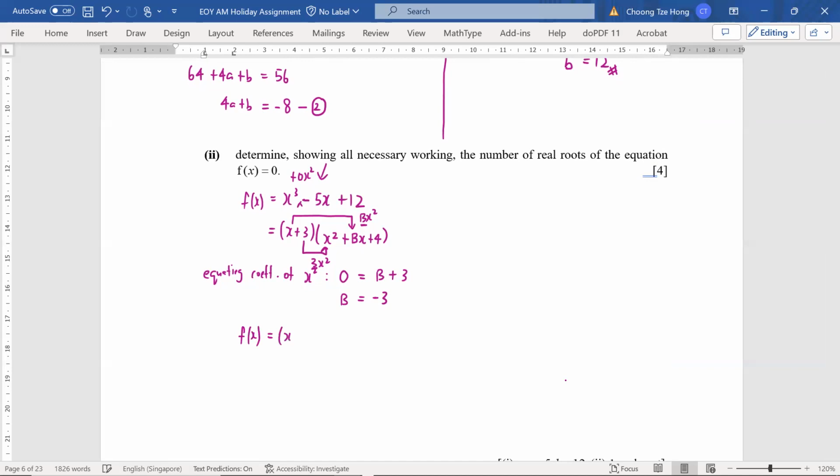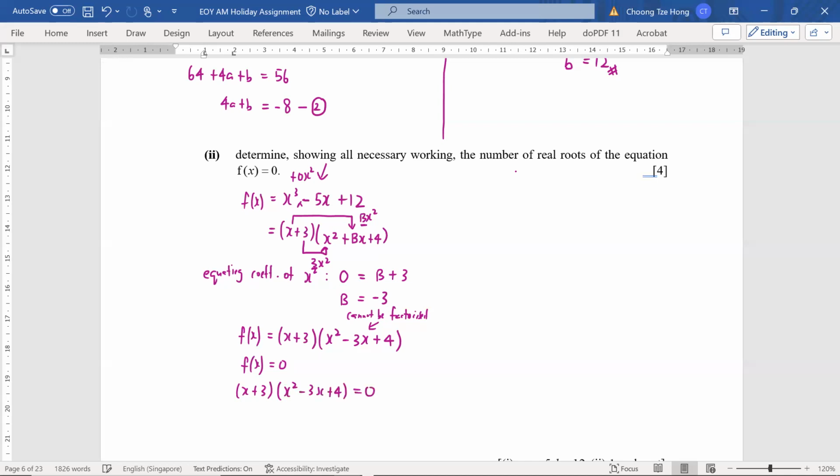Now that we have found b, we can go on and fully factorize f(x) if we are able to. So we have x plus 3 here, and x squared minus 3x plus 4. If you try to factorize this, you realize that this one cannot be factorized. If it cannot be factorized, then just leave it. There's nothing you can do about it. But remember, they want us to find out the number of real roots of the equation f(x) equals 0. That means they want us to solve this, and they're asking how many real roots there will be. Since we have fully factorized f(x) already, we can then write this down.